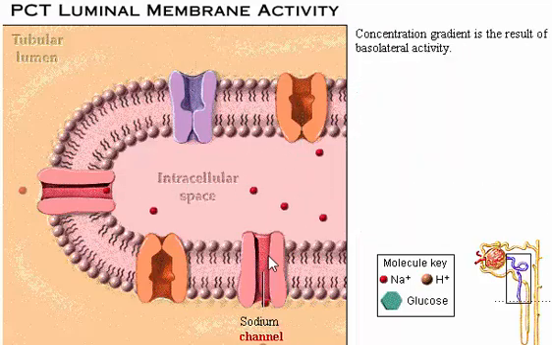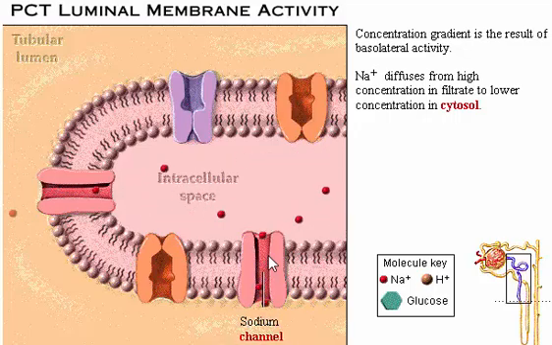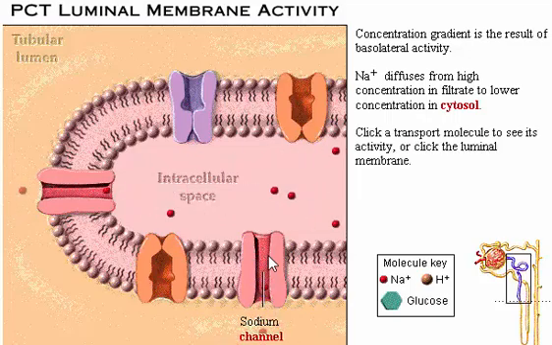The sodium ion concentration of the cytosol has been lowered by the activity of the sodium-potassium pumps in the basolateral membrane. As a result, additional sodium ions move from the high extracellular concentration in the filtrate through the luminal membrane to the low intracellular concentration in the cytosol. They are transported by simple diffusion through sodium channels, and they then move to the basolateral membrane and are pumped into the interstitium, as you have seen. Now click a transport molecule to see its activity, or click the luminal membrane.